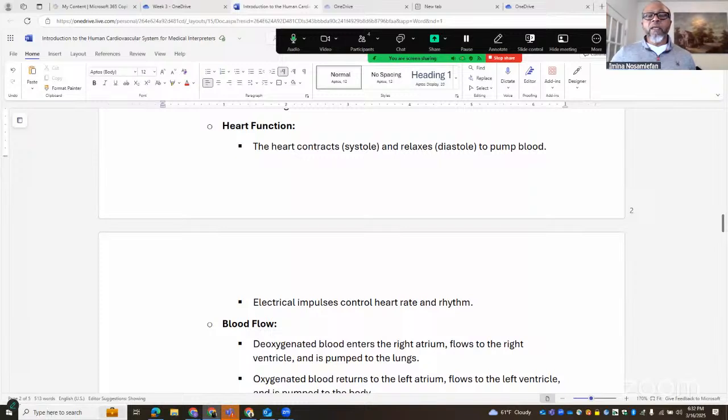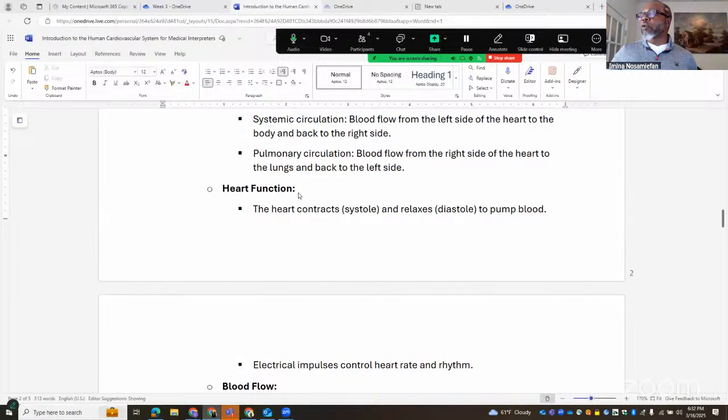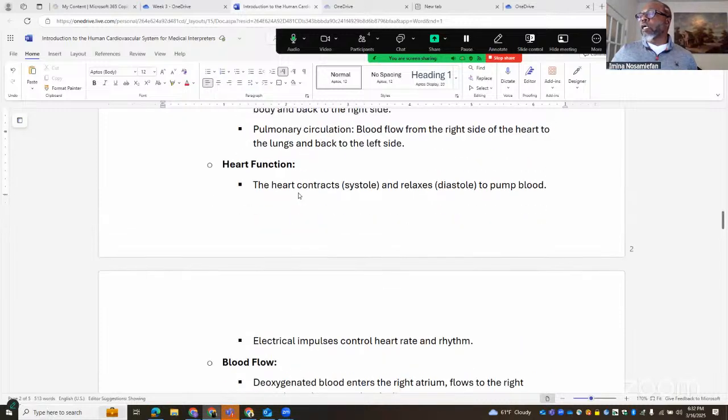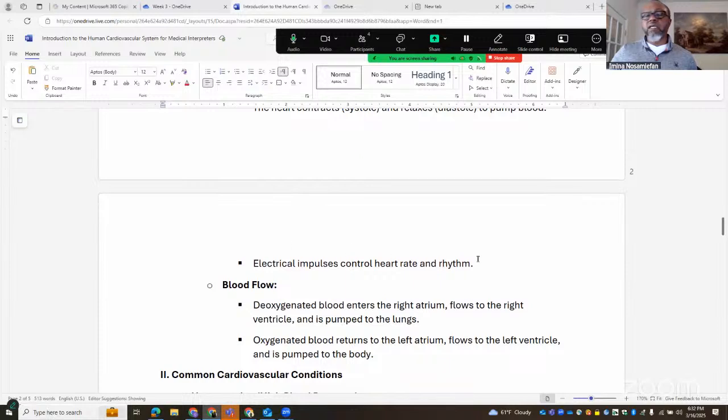Just like in your home, you have wires running through the walls, right? So that your TV can work, your water heater can work, the heart works through electricity. And so it has a wiring, okay? Electrical conduction system. All right. And it is what controls the heart rate and rhythm.